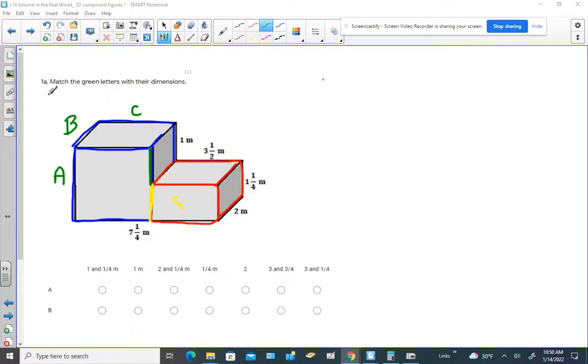Hey everybody, 1A is asking you to match the green letters with their dimensions, and it got cut off here, but let's just talk about how do you get the missing dimensions. Let's start out with the easiest one, which is choice B.